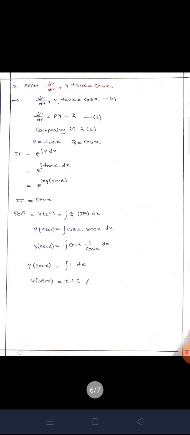Okay, then go for the second one. Solve the differential equation, that is dy by dx plus y tan x is equal to cos x. Now note the given equation as it is. Then how do we write the linear differential equation? dy by dx plus py is equal to q. Now compare equation 1 and 2. So the value of p is tan x and the value of q is cos x.